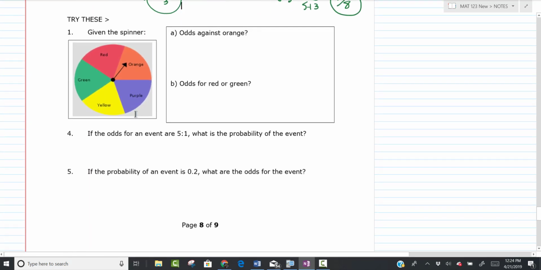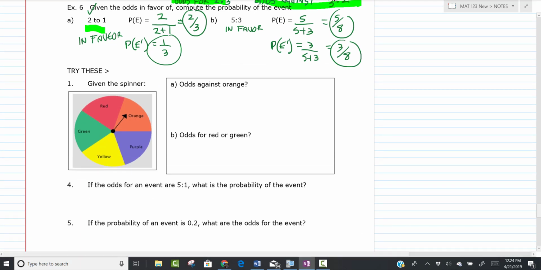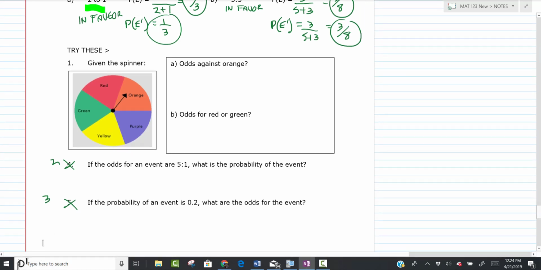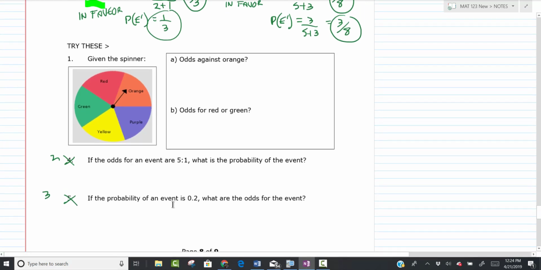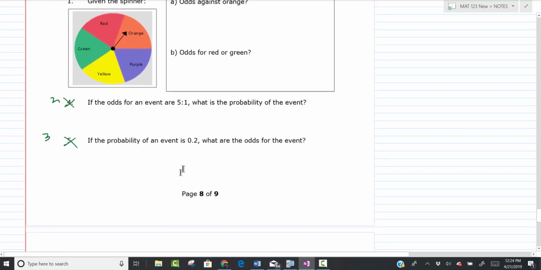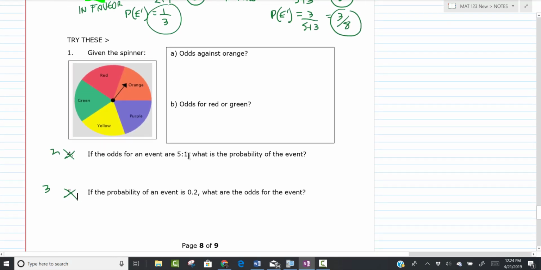Okay, so let's see. Go down to the bottom. I'm going to have you do these 2 problems. I obviously don't know how to count, so that should be number 2 and 3 like that. Okay, so use the spinner to figure out the odds, and then I want you to see if you can convert odds back to probability then, and then we'll wrap up the last page here. So you can pause, come back and check your answers.